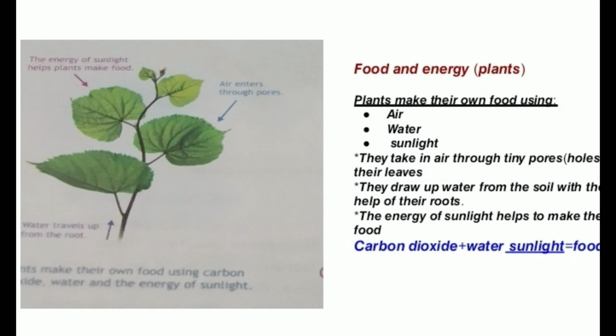But what about plants? From where do they get food? Plants make their own food using air, water, and sunlight. They take in air through tiny pores on their leaves, and they draw up water from the soil with the help of their roots. So we can say that inside a plant, carbon dioxide and water get together to form food, and the energy of sunlight helps to make the food.